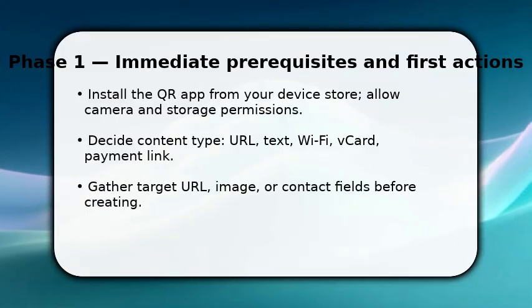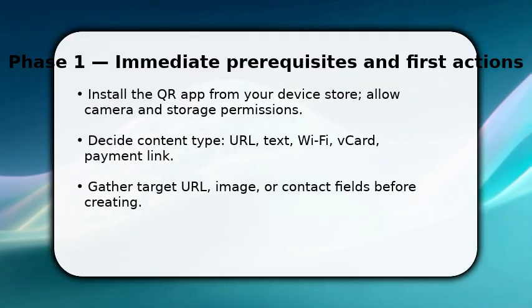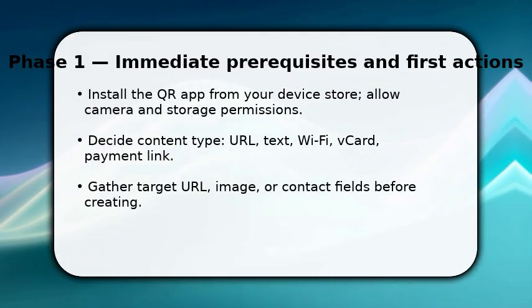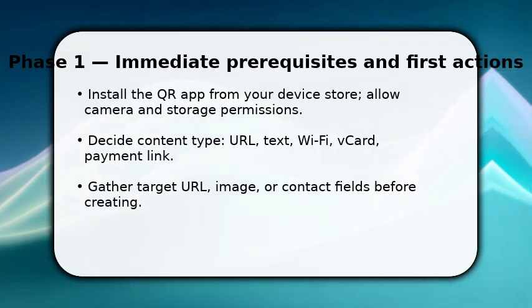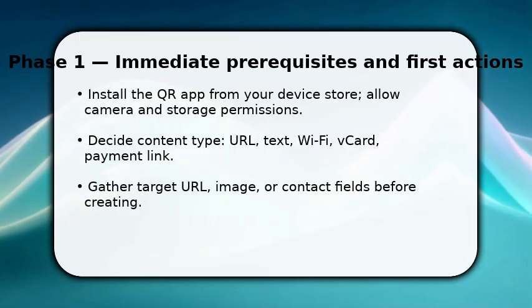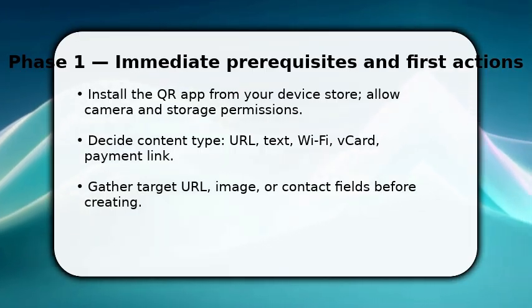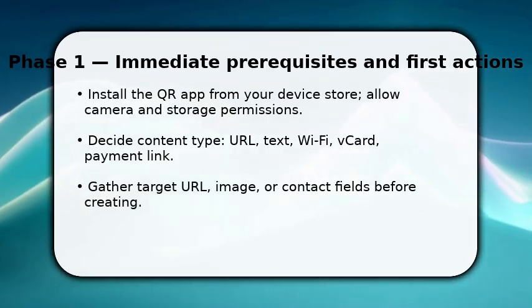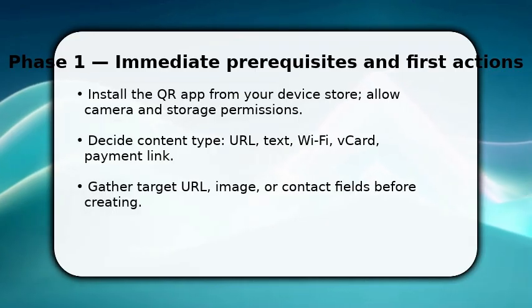You begin by opening the app and granting camera and storage access so the generator can save and scan codes. Next, choose the content type: URL, text, Wi-Fi credentials, vCard, or payment link, because each uses different encoding. Once done, paste or type the precise URL or contact info. Small typos break the code.